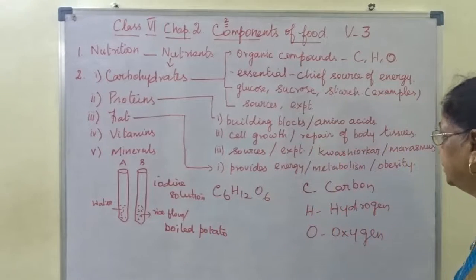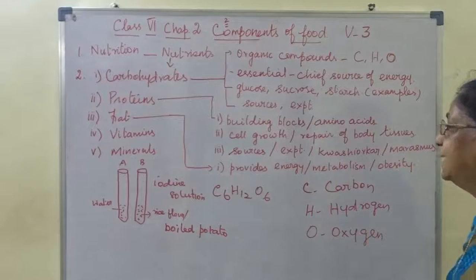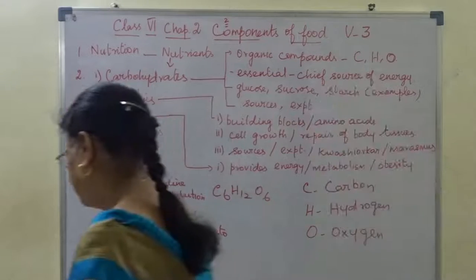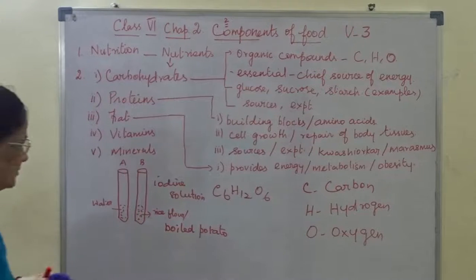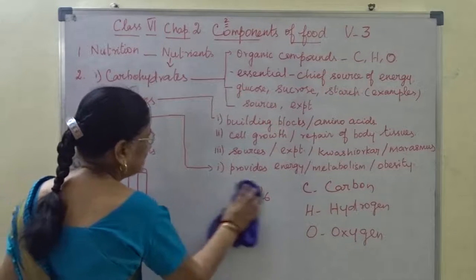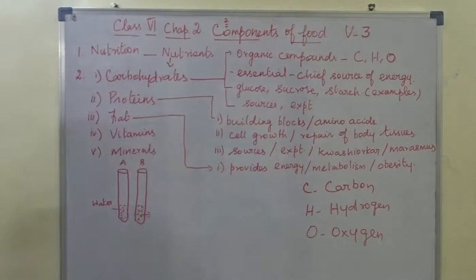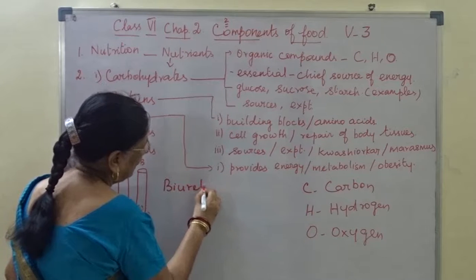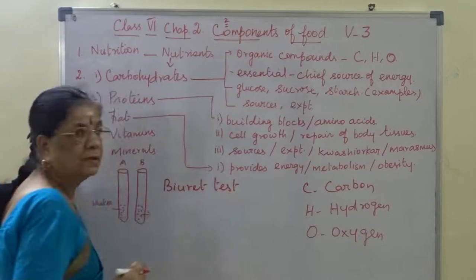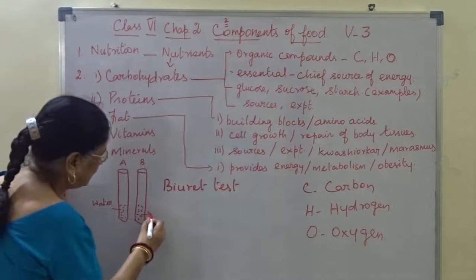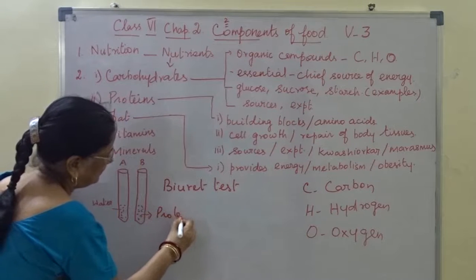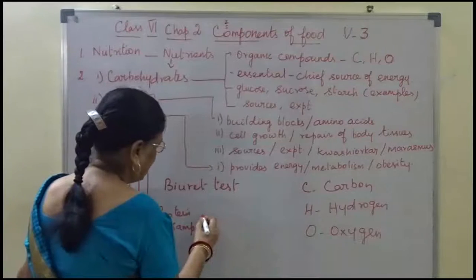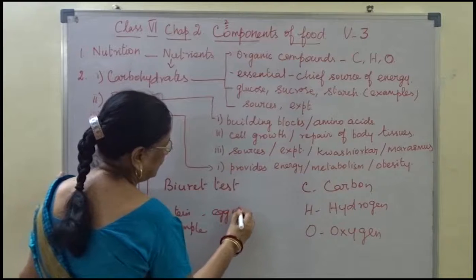Okay. Now this protein can also be proved by an experiment. The presence of protein can be proved by an experiment. For that, it is called the protein test, the Biuret test. The test for protein is called the Biuret test. Here you take a protein sample, you will take egg white, the liquid portion of the egg.